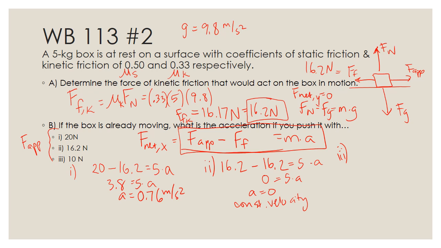The third scenario, an applied force of 10: now I have 10 minus 16.2 equals 5A, and that's going to leave me with a net force of negative 6.2. So that means if it's moving to the right, but I'm not pushing it hard enough, it's actually going to slow down. So when you take that negative 6.2 divided by 5, I get an acceleration of negative 1.24 meters per second squared. So if I'm only pushing with 10 newtons and friction is bigger than that, it's very quickly going to be slowing down and stopping.